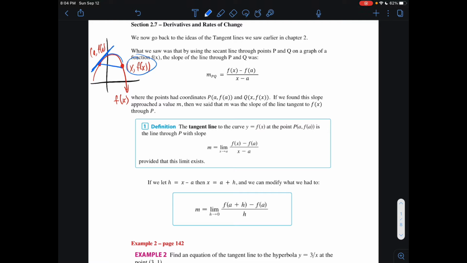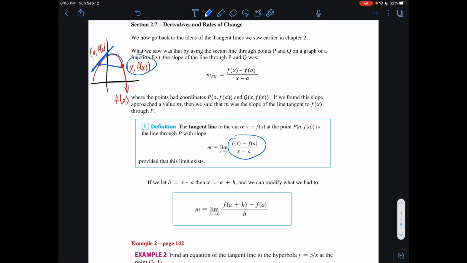So then this leads us to a definition. The tangent line to the curve y equal f of x at the point P, a f of a, is the line through the point P with slope m, now using our limit definition, where m is equal to the limit as x approaches a of f of x minus f of a divided by x minus a. Essentially, we have the slope formula in that fraction, y2 minus y1 divided by x2 minus x1. But we're saying as the x values are getting closer to each other, then that slope is approaching a certain value.